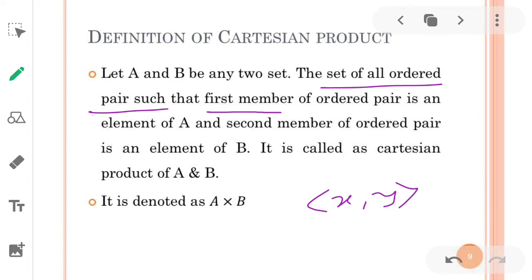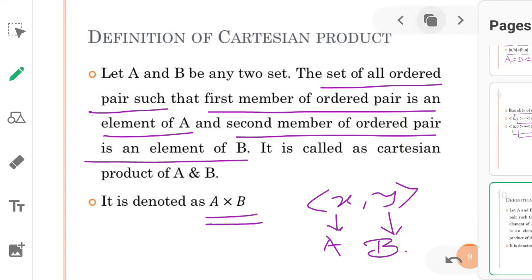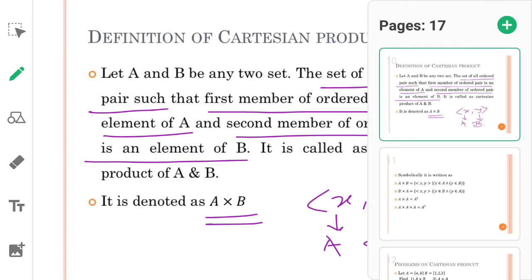First member of the ordered pair is an element of A. Second member of the ordered pair is an element of B. So by using this approach, the ordered pairs are formed, and such a set of ordered pairs is called the Cartesian product of A and B, and it is denoted by A cross B.